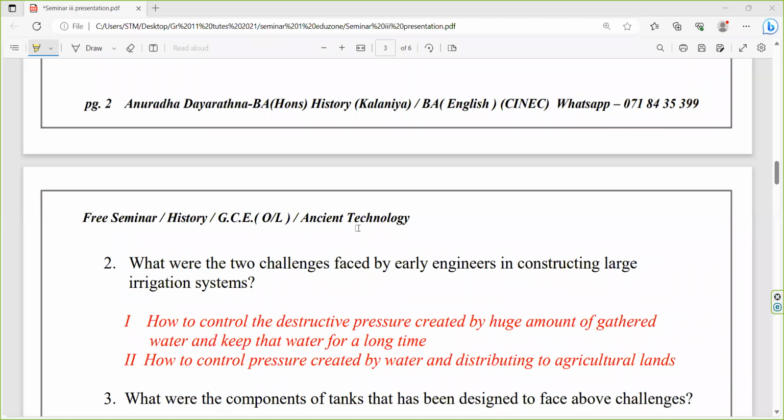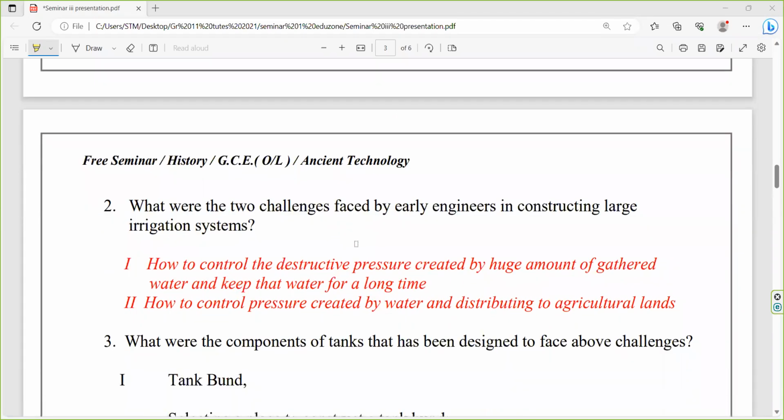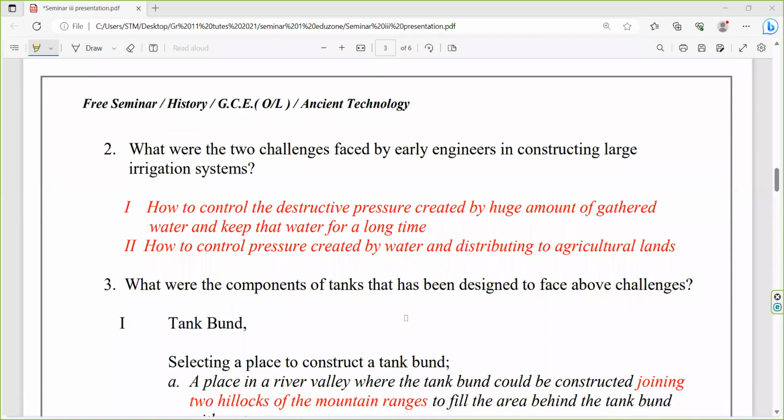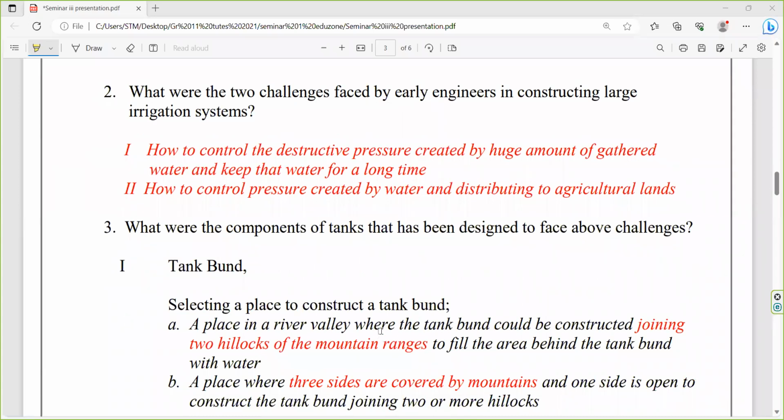And see what the components of tanks were that were designed to face those challenges. Tank 1: selecting a place to construct a tank. How to select a place? A place in a river valley where the tank could be constructed, joining 2 hillocks of the mountain ranges, to fill the area behind the tank with water. Not only 2 hillocks, sometimes maybe a few hillocks.